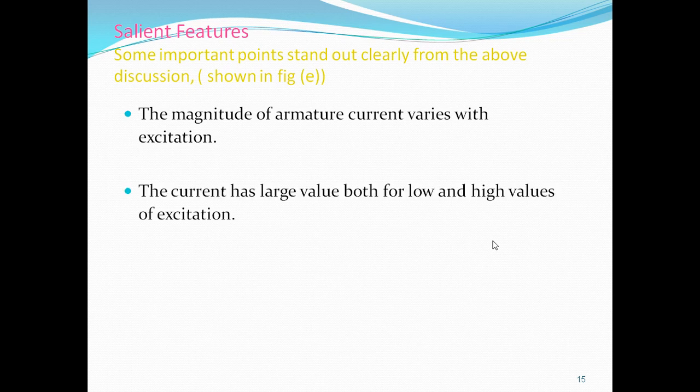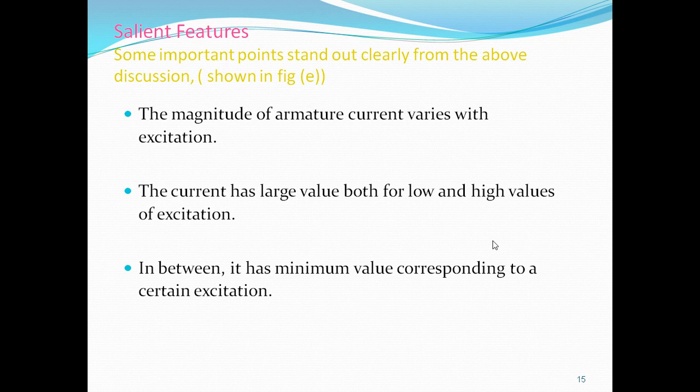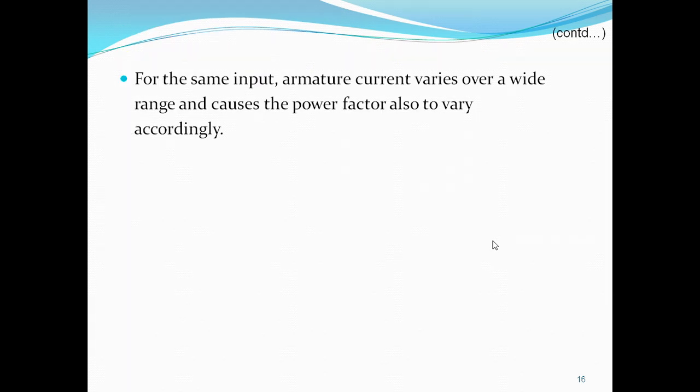The current has a large value both for low and high values of excitation, that is under excitation and over excitation. In both cases, the current is large. Current is minimum at unity power factor. So in between, we have the minimum value at a particular excitation, and at that excitation the power factor is unity.